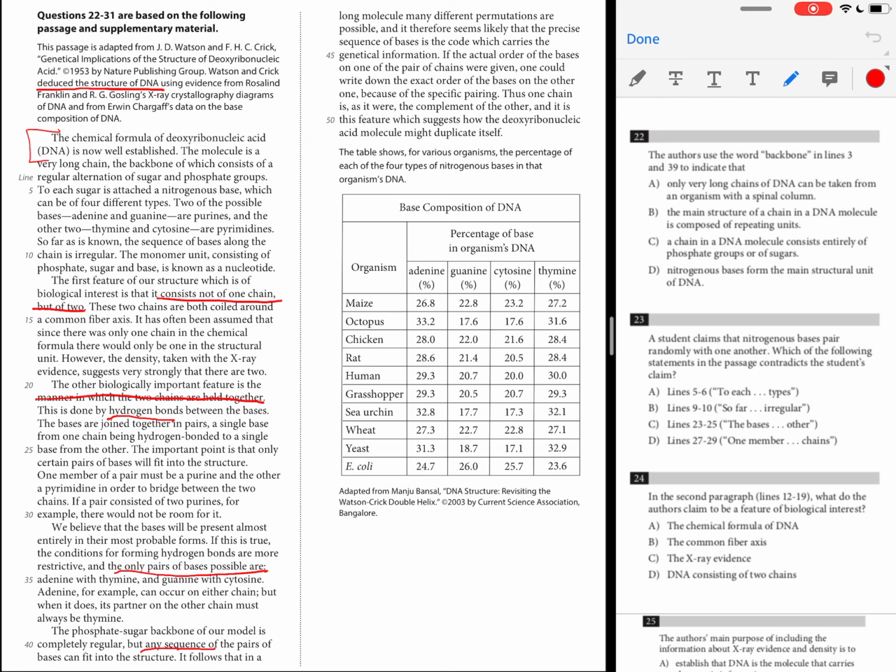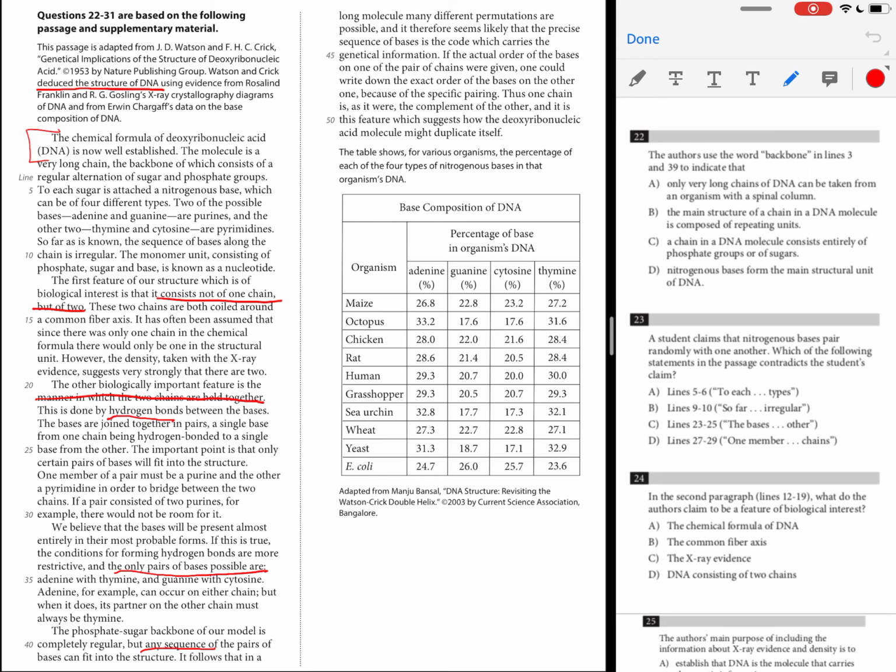So it's not super hard to understand. I'm going to check in with the final sentence. "Thus, one chain is, as it were, the complement of the other, and it is this feature which suggests how the DNA molecule might duplicate itself." Okay, so I am understanding what they're saying because I've learned about DNA, but that's a little bit of a difficult sentence. So if I don't totally get it, I can always skip back to the sentence before from 45.